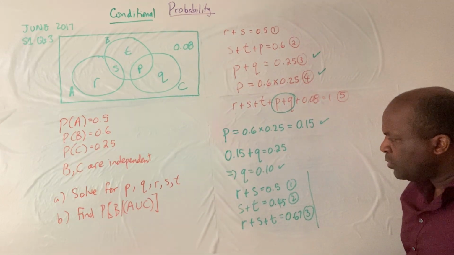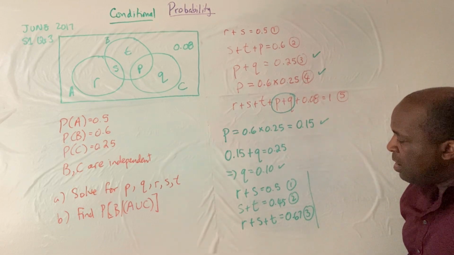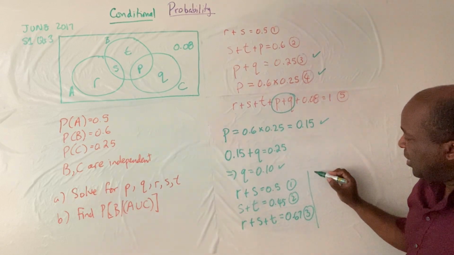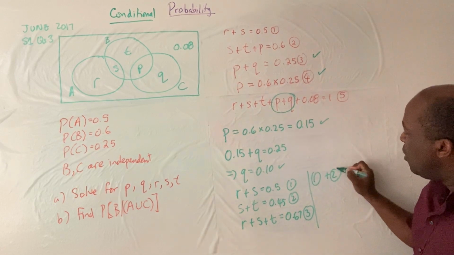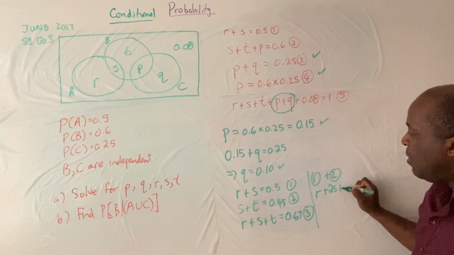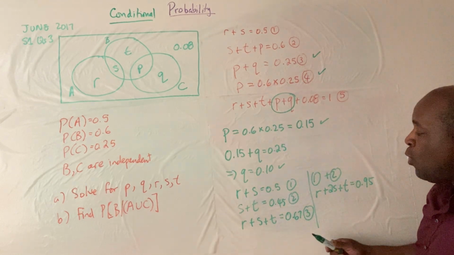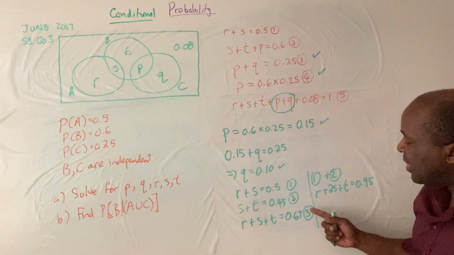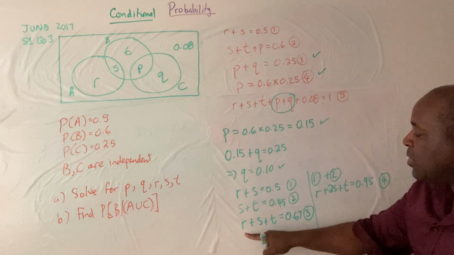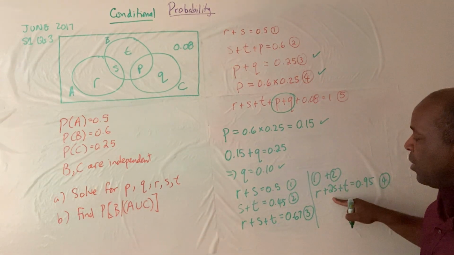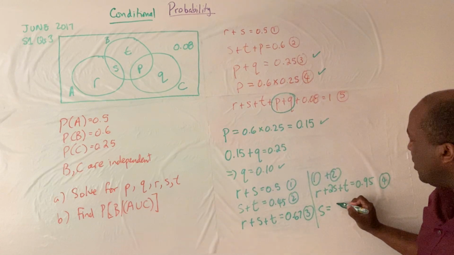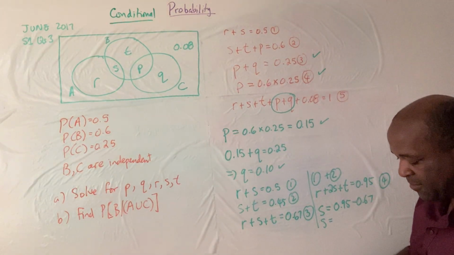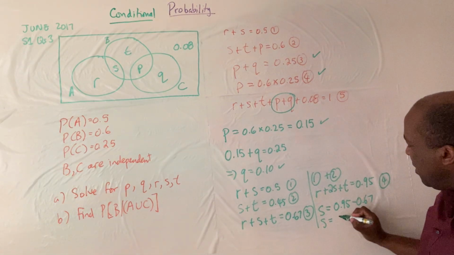I'm going to use that in order to now solve for R, S, and T. So one way now is that we could add equation 1 and equation 2. So 1 plus 2 will give me R plus 2S plus T equal to 0.95. Now compare R plus 2S plus T with R plus S plus T equal to 0.67. That means that if I were to subtract equation 3 from equation 4, I'm going to be left with S. So S is going to be 0.95 minus 0.67, which gives me 0.28.